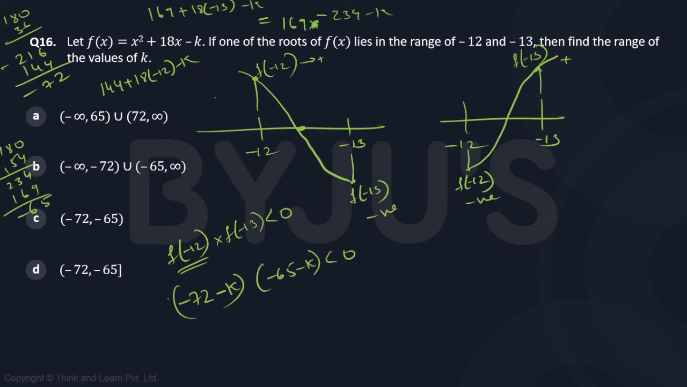Again, less than 0. So you can take out the negatives, and negative into negative becomes positive on the left hand side itself. So basically you have k plus 72 and k plus 65 less than 0.